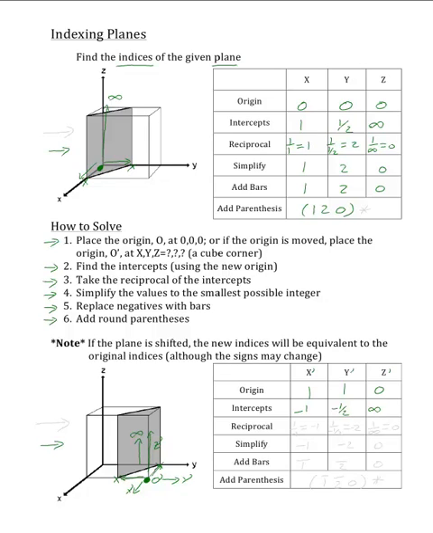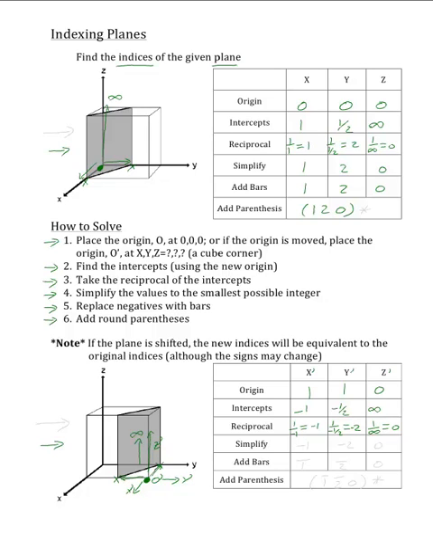Next we will take the reciprocals of the intercepts. So we will take 1 over the x' intercept, which is -1, and that will equal -1. We will take 1 over the y' intercept, which is -1/2, and that will equal -2. And finally we will take 1 over the z' intercept, which is infinity, and that will equal 0.